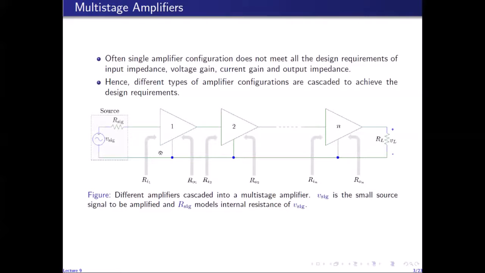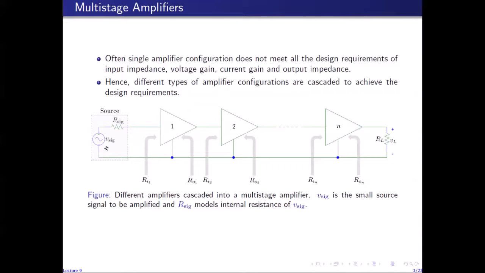So each of these stages, like I said, is designed to serve a specific purpose. And by cascading these different single-stage amplifiers, we obtain a multi-stage amplifier, which then satisfies all the requirements on the input impedance, voltage gain, current gain, and output impedance simultaneously.